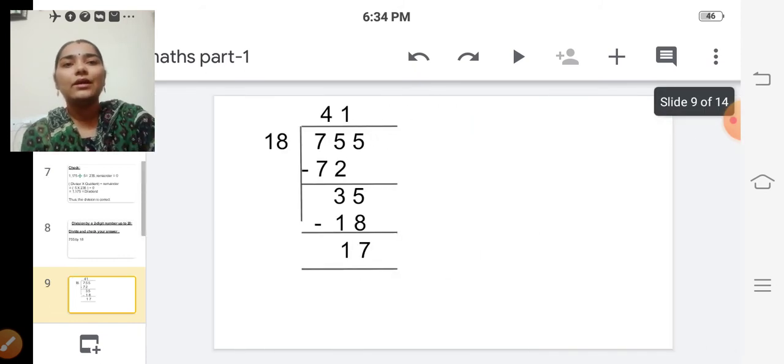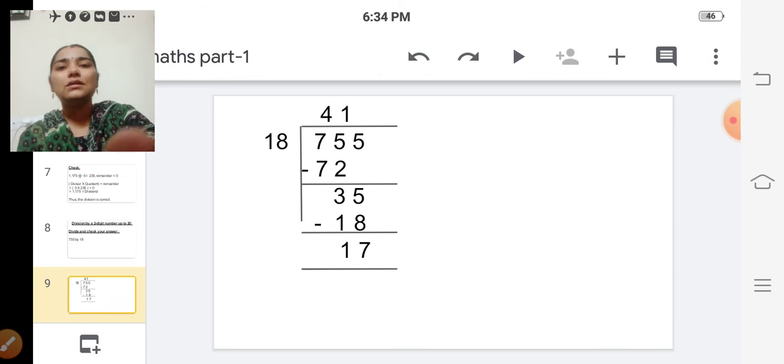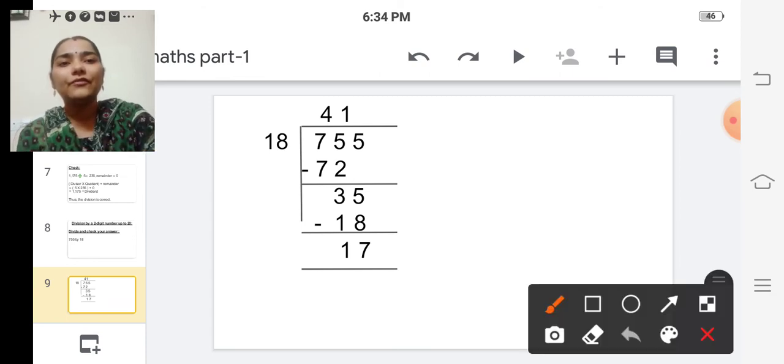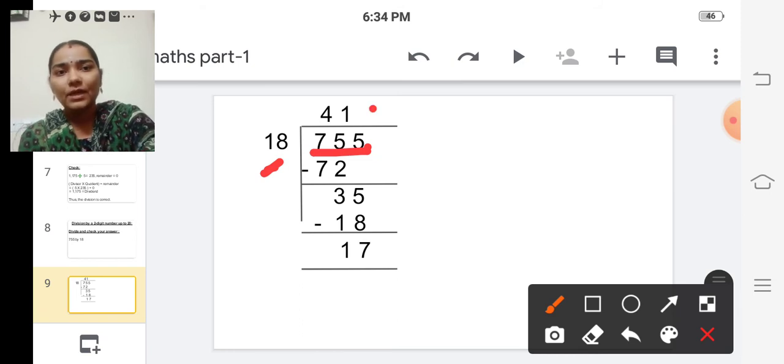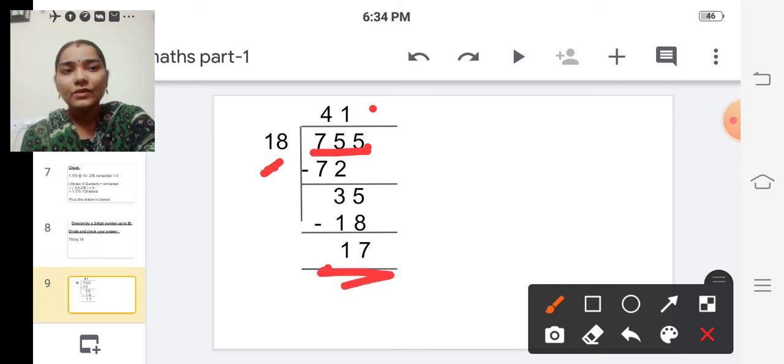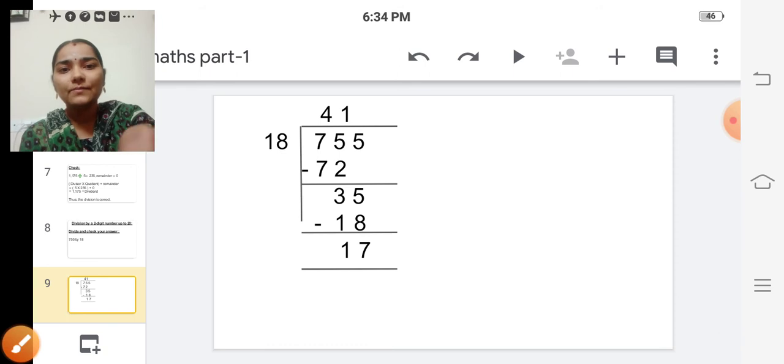So shall we do? Yes. See, 755 by 18. This is the dividend and this is the divisor, and we have to write the quotient on the top, and after dividing we will get the answer. The number that remains is the remainder. So shall we start to divide?